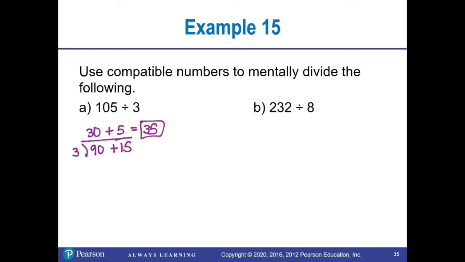In part B, we have 232 divided by 8. Well, I know that 8 goes into 200, and so I can break up 232 into 200 plus 32. 8 goes into 200 25 times, 8 goes into 32 4 times, and 25 plus 4 is 29.